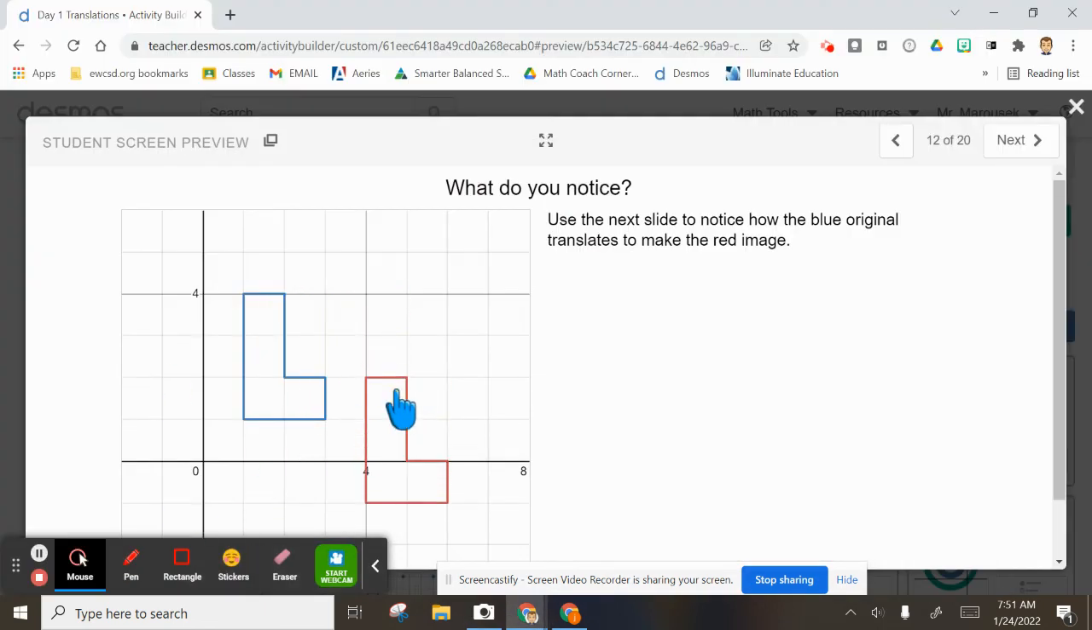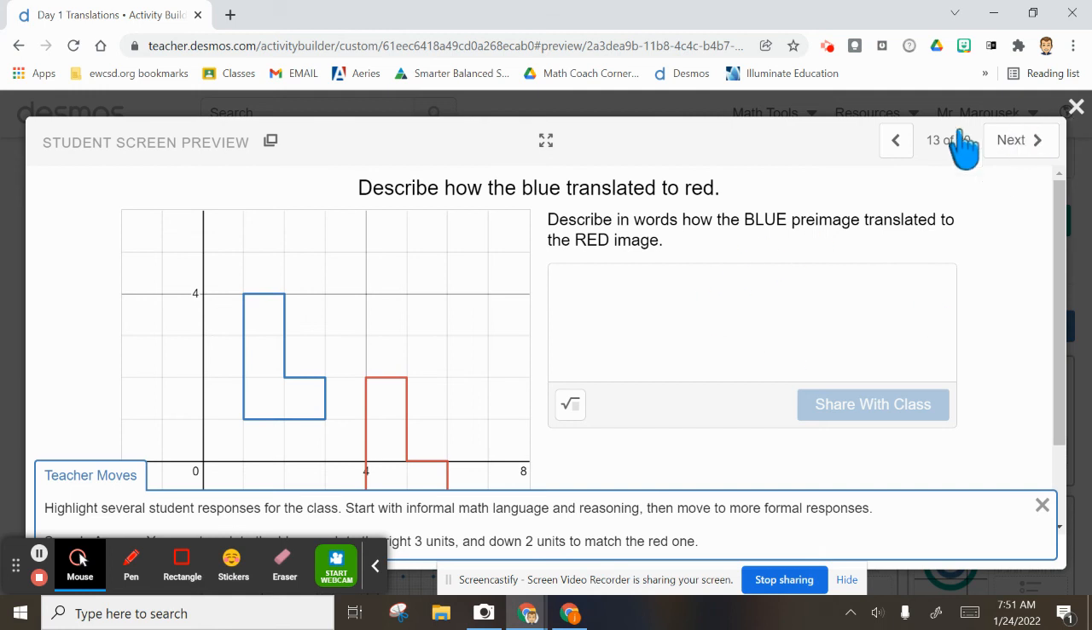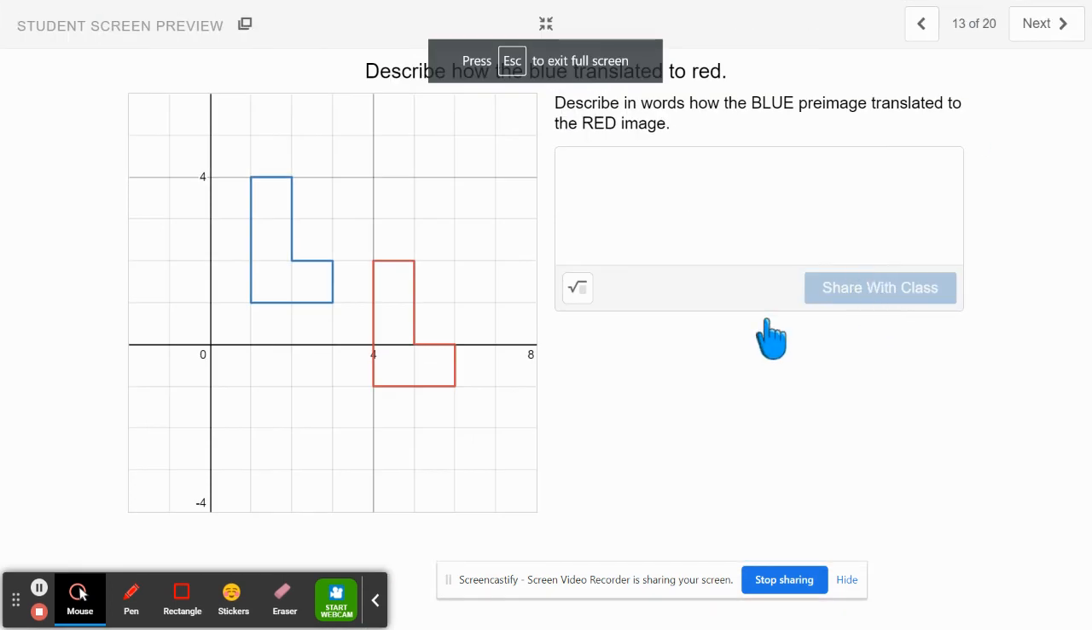And unpause it and look at this. What do you notice about the slide here that's happening? Remember, the word slide is important, okay? Slide. And describe in words how this moved, just like you did right now on your worksheet. Describe in words how the blue pre-image translated to the red image.